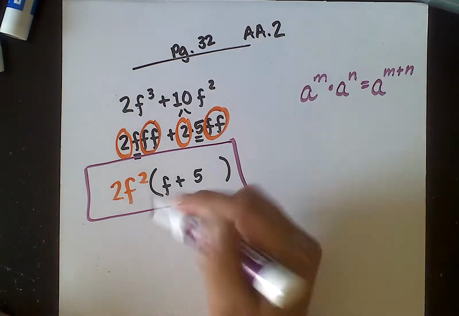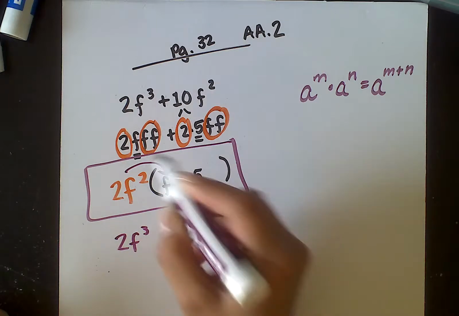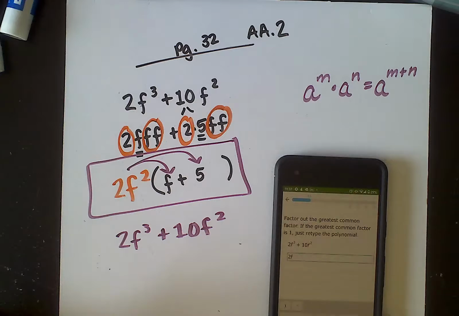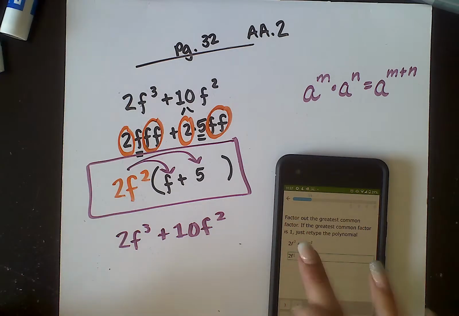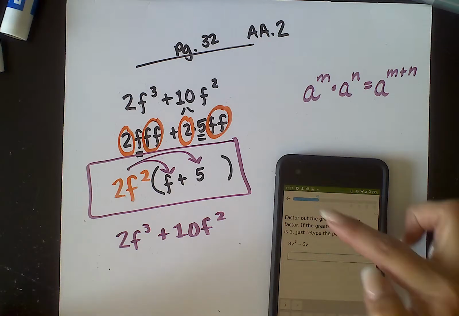Double checking the work, that would be 2f cubed plus 10f squared. Okay, good. You guys can see what I'm typing. 2f squared. And remember, I'm going to make sure my cursor becomes bigger. And then I'm going to go ahead and write the parentheses, f plus 5. And submit. Okay. We're still in our easy part because I'm barely at a 28.